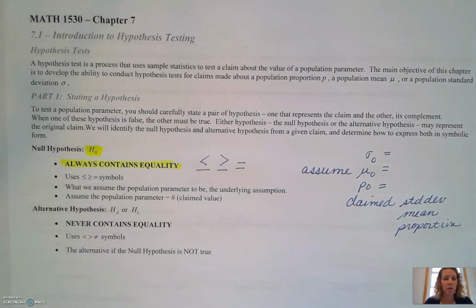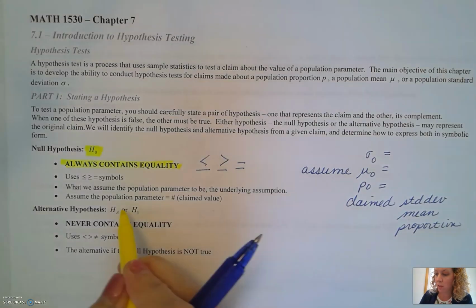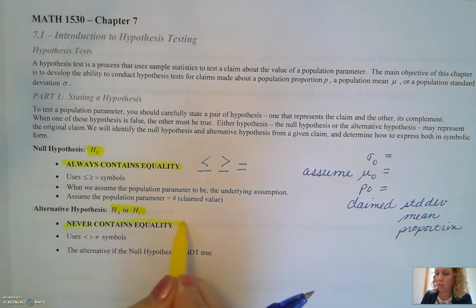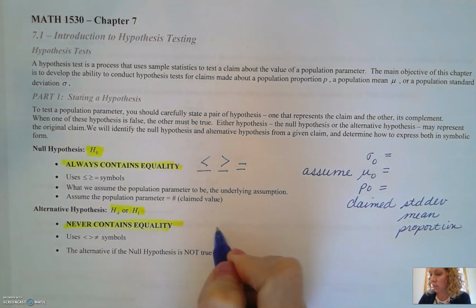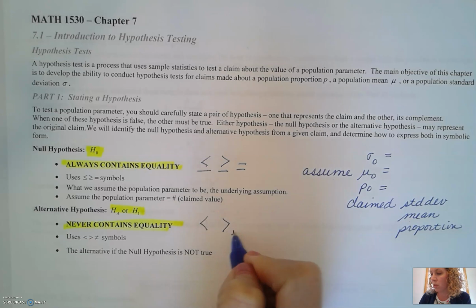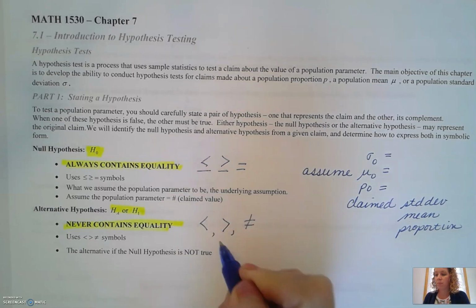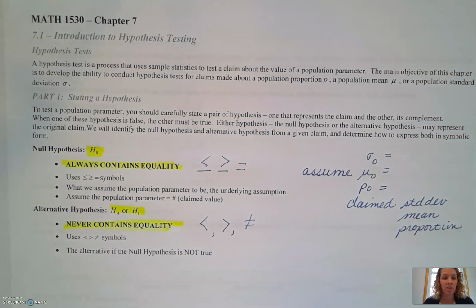The alternative hypothesis, H sub A or H sub 1, never contains equality. Since it doesn't contain equality, it's just going to be either simply the less than symbol, the greater than symbol, or the not equal to symbol. The alternative is if the null hypothesis is not true. So for example, if it was less than or equal to, then it could be greater than. If it was greater than or equal to, it could be less than. And then equal to and not equal to are also paired together.